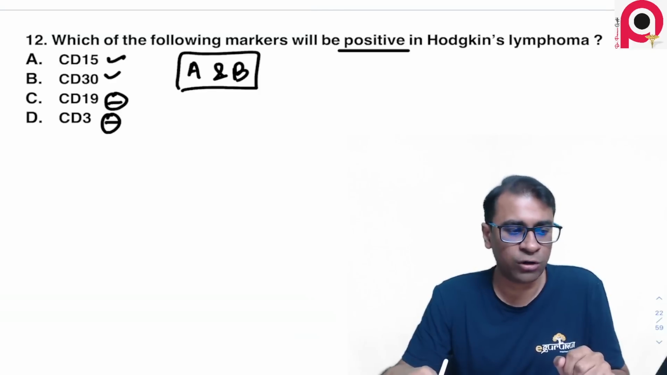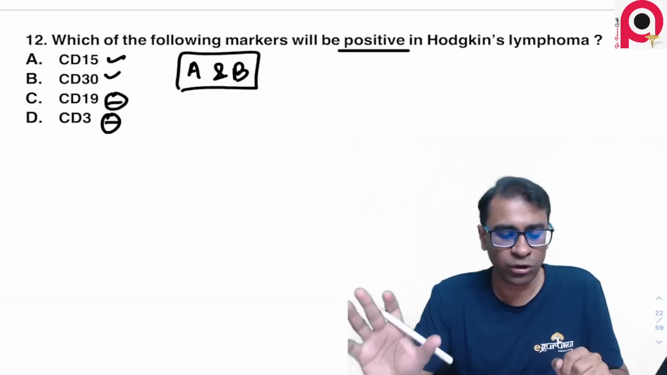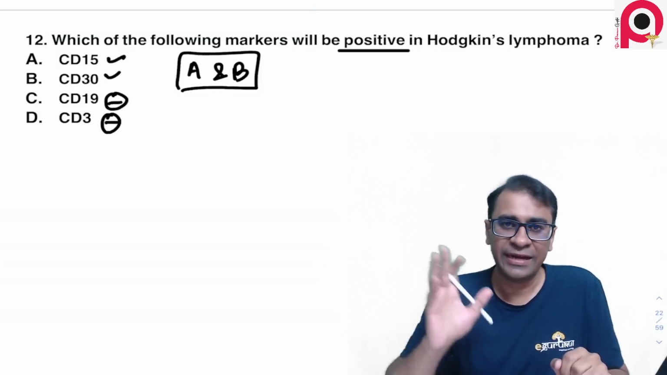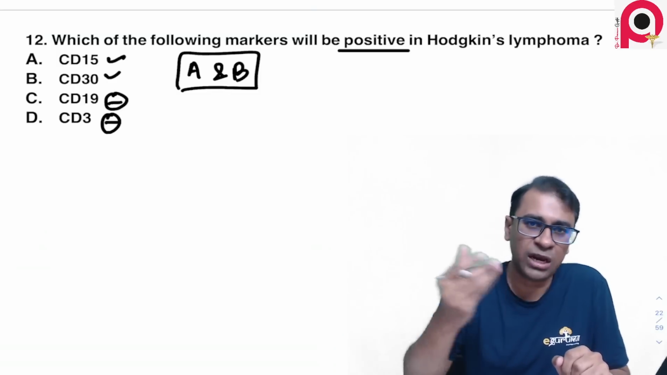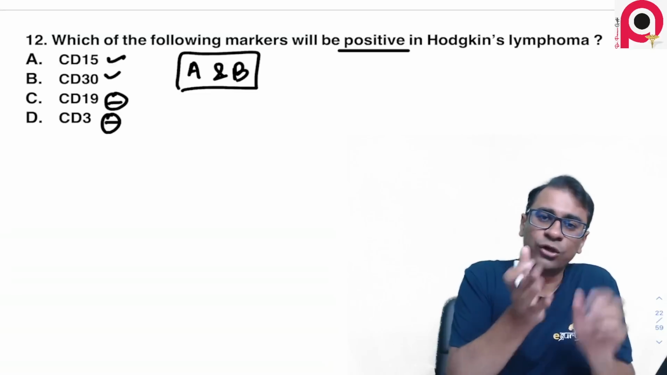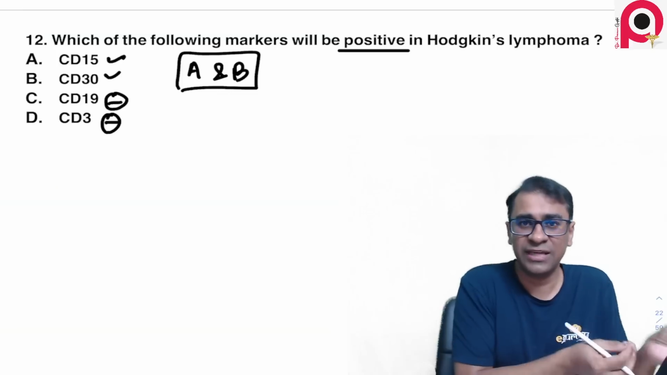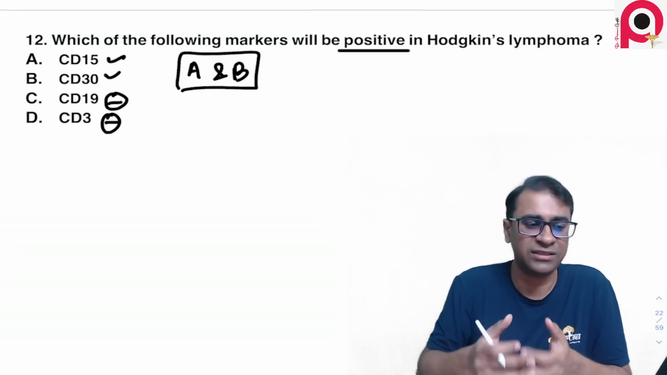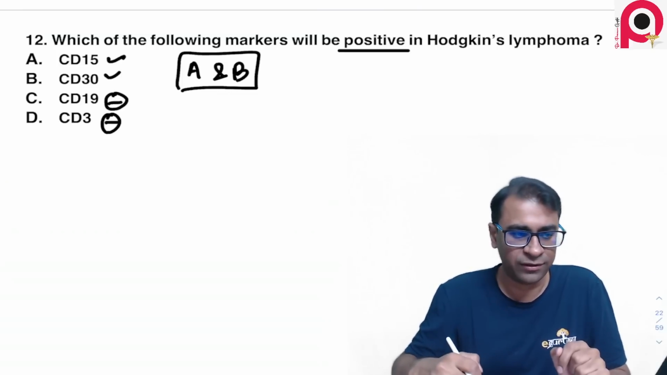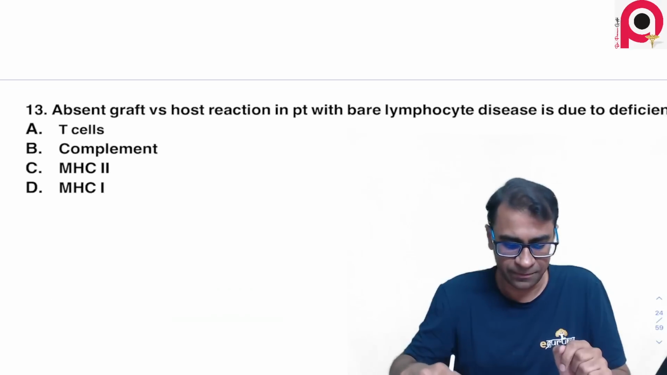No, CD19 is not positive. CD19 is not positive in Hodgkin lymphoma. CD19 is negative in Hodgkin lymphoma. That's why it's named Hodgkin, right? It's not non-Hodgkin lymphoma. CD19 is negative. B cell, T cell, NK cell markers are negative. Okay, so CD15 and CD30 are the only ones positive. The answer is both A and B here.